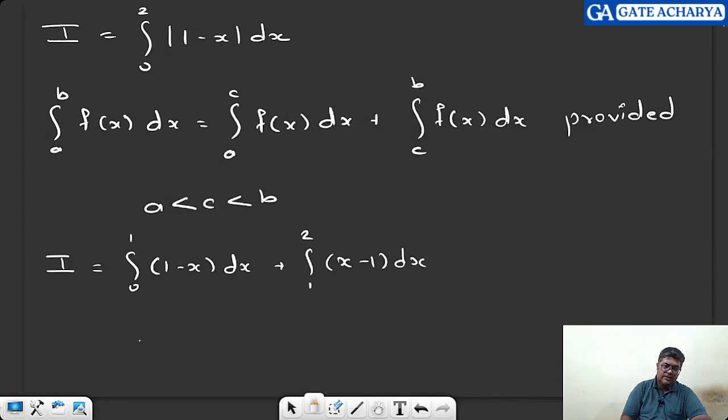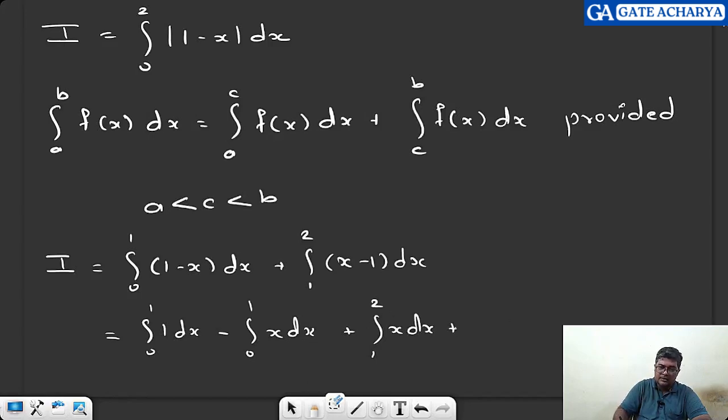Now properly do the integration. How to do the integration? You have to split it up. Let's start with the first. Integration can be split across sums, plus or minus. So I can split up the integration: 0 to 1, 1 dx minus 0 to 1, x dx. Similarly, 1 to 2, x dx minus 1 to 2, dx. Okay, now let's do the integration.